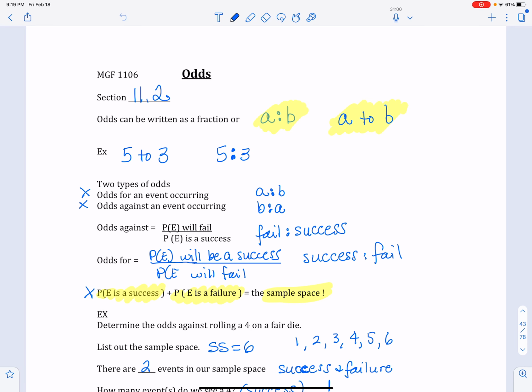All right, this is section 11.2, odds. So odds and probability are definitely related, and we're going to see that with this section. But before we see that, we have to discuss what odds are.